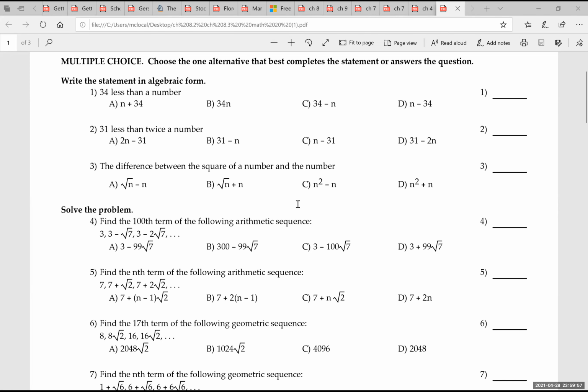All right. So let's look at problem number 1. They're saying write the statement in algebraic form. 34 less than a number. So less than this number is 34. So we have n minus 34, right? 34 is less than this number. So it's n minus 34. So that's your answer.